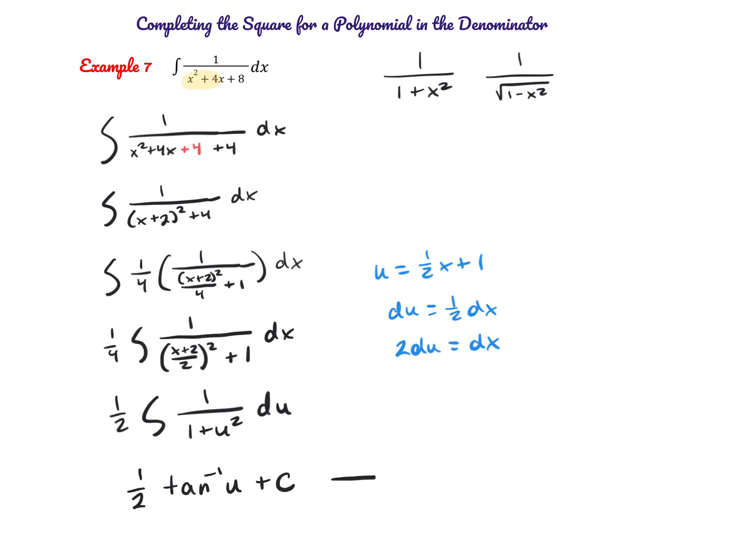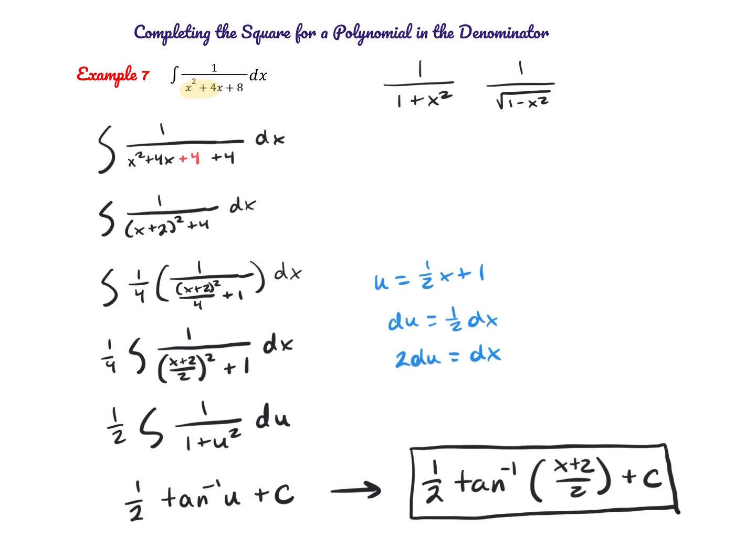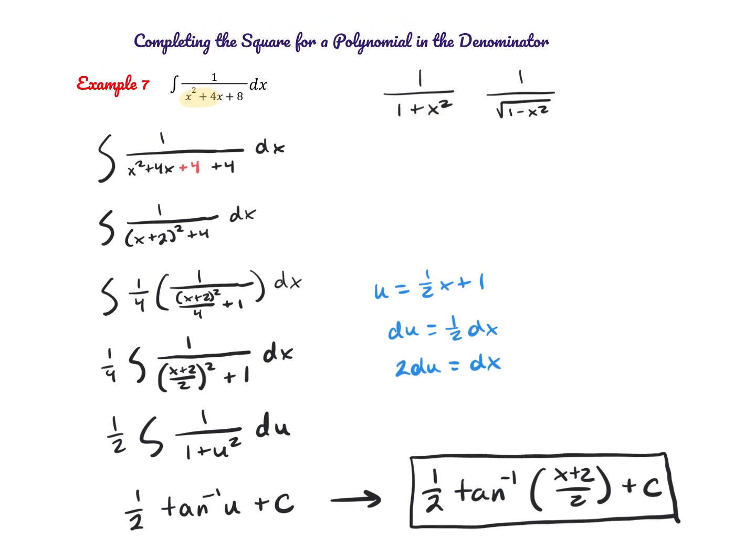And then I just need to substitute back for u. So 1/2 arctangent of x plus 2 over 2 plus c. And there you go. So again, we're really going out of our way to create this structure that we're more comfortable working with. Again, not super intuitive, but that's the whole reasoning behind why we would ever want to complete the square, because a lot of our rules have that term being squared.